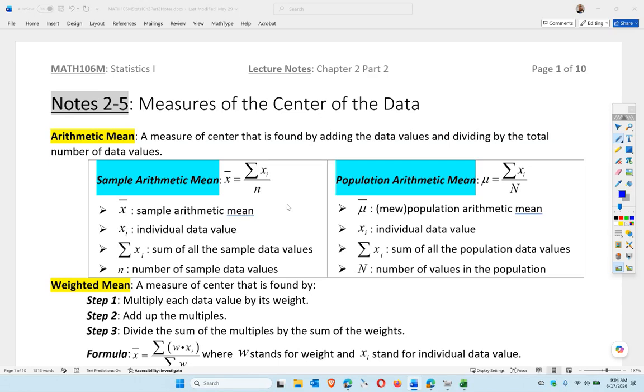Welcome to section 5, measures of center. This is the first video. We want to calculate the center of the data once we collect our samples, and there are many ways to calculate center. There's not one way.